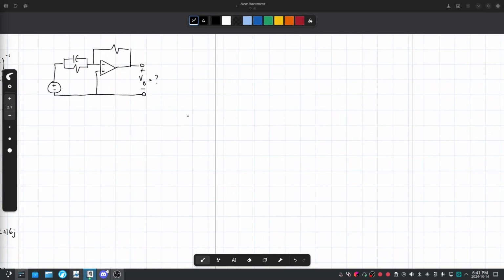Let's move on to what should we do now? Second order RLC or Bode plots?